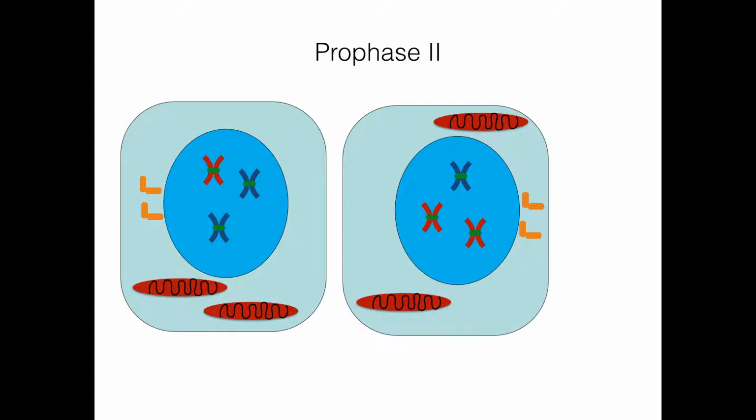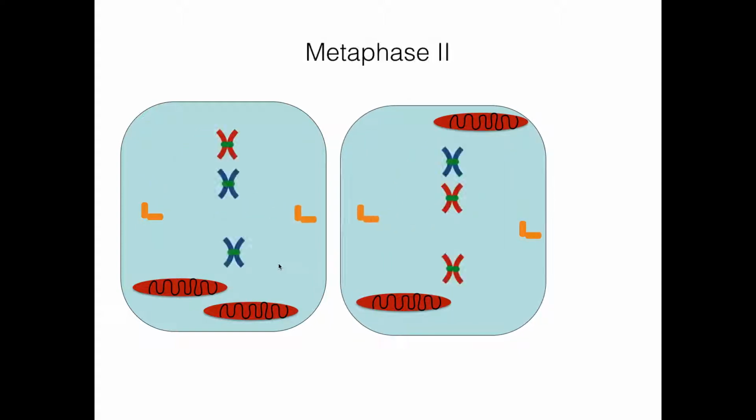With meiosis, we're not done. We now go into prophase 2. What happens in prophase 2 is pretty much the same as what happens in prophase 1. Chromosomes recondense, and the centrioles spread to, or centrosomes spread to opposite sides of the cell. In metaphase 2, the spindle apparatus forms, and like metaphase of mitosis, the chromosomes are going to line up single file down the center of the cell.